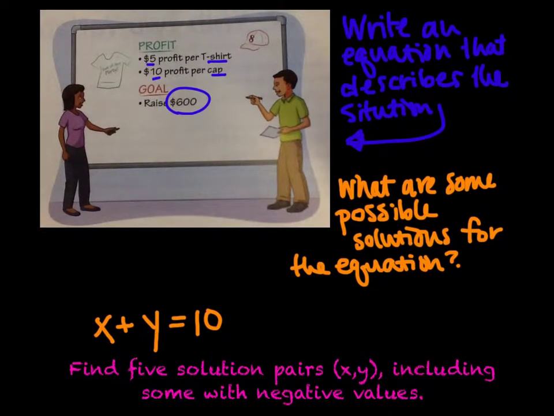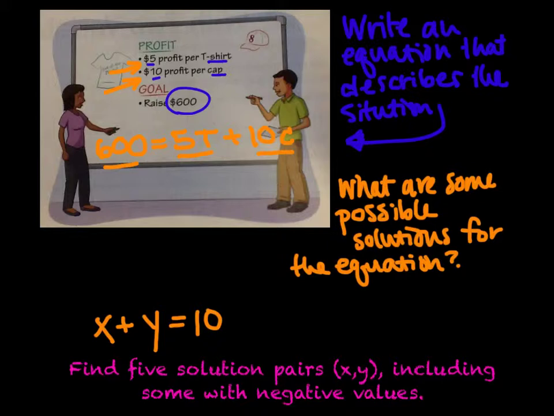I would like us to write an equation that describes this situation. So we need to somehow relate caps and t-shirts to $600. We could say we need to make a total profit of $600, and we're going to sell t-shirts for $5 and caps for $10. So we could end up with 600 is equal to 5t plus 10c. Depending on the number of t-shirts, we'll get $5 per t-shirt, and we'll get the $10 profit for caps. What are some possible solutions for this equation is our next question.